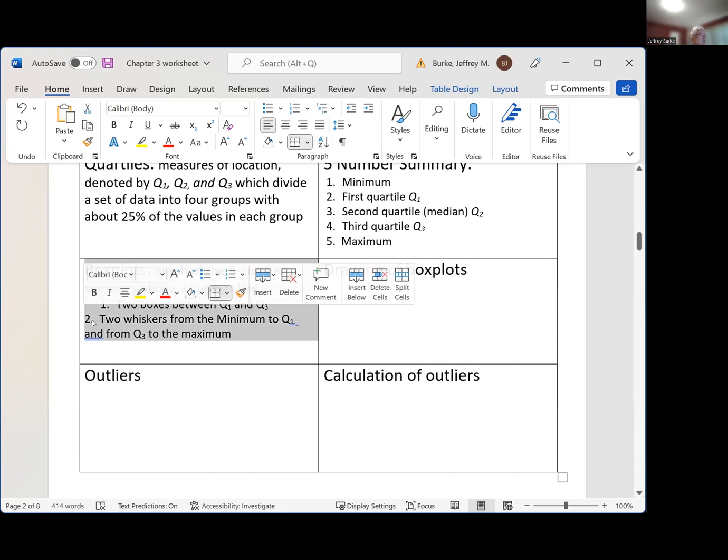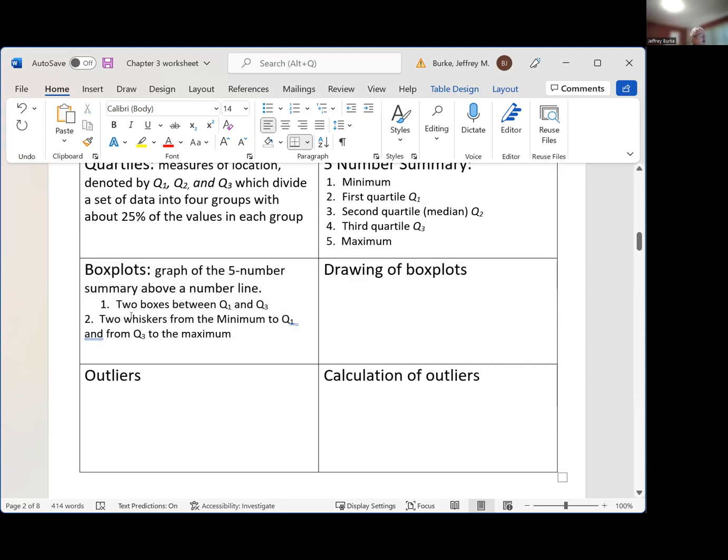It's going to consist of a box between Q1 and Q3, and then two whiskers. And don't worry, we'll see pictures of this. The drawing of a box plot we'll come back to later, and we'll actually draw it by hand in the notes later when we do calculations.